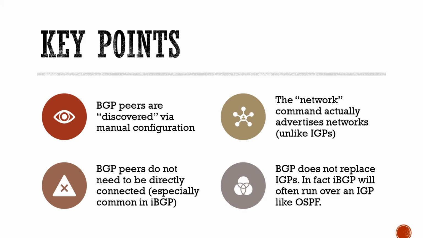Okay, so BGP peers are discovered via manual configuration. You actually type in the IP address of your adjacent peer. The network command actually advertises networks, unlike just specifying interface activation. BGP peers do not need to be directly connected, especially common in IBGP. And the way to do that is remembering that IGPs are not replaced by BGP. They actually work together with this kind of symbiotic relationship, and BGP tends to run over IGPs like OSPF.